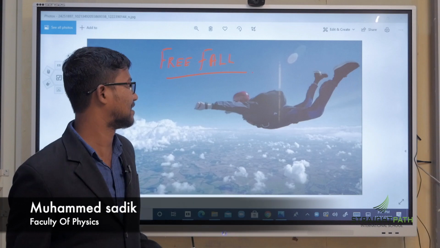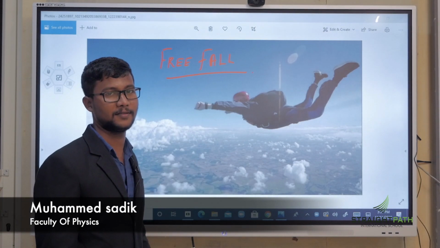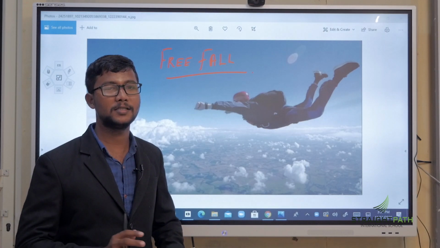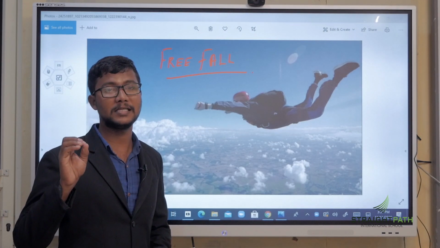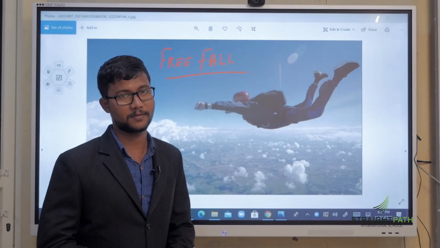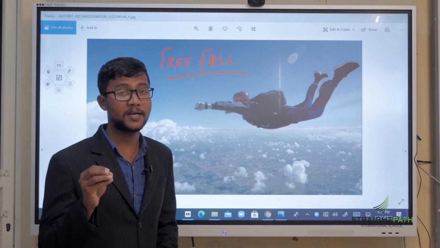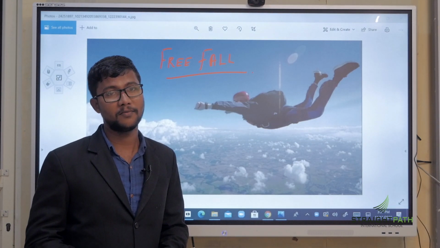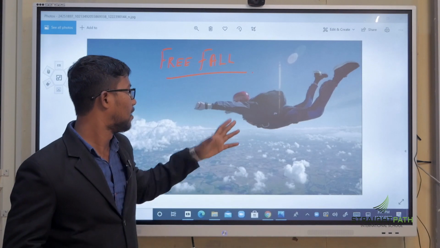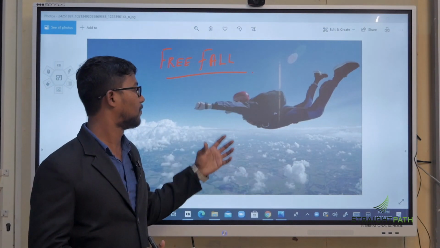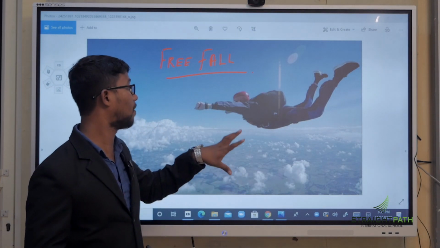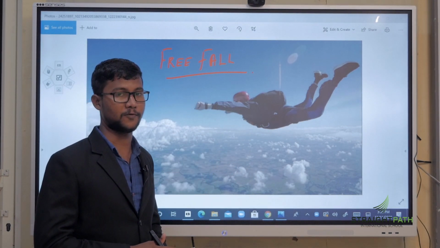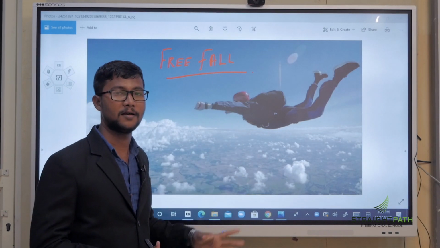Let us discuss what free fall is. An object is freely falling to the earth. Only the force responsible is the gravitational force. So under the influence of only gravitational force, if an object is falling to the earth, it is called free fall. You can see the example here. Here a person is freely falling to the earth. There is no other force over here. Only the force responsible is gravitational force. So we can call this fall a free fall.